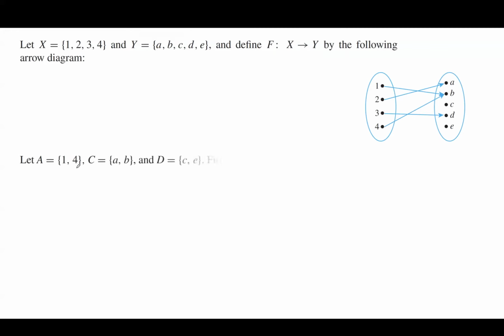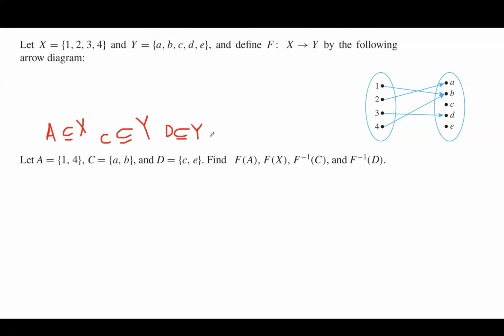Suppose A is defined as 1 and 4, which is a subset of X. And C, including a and b, is a subset of Y. We're taking another subset of Y as well, which is D, including c and e. So D is also a subset of Y. We want to find f of A, f of X, inverse image of C, and inverse image of D.